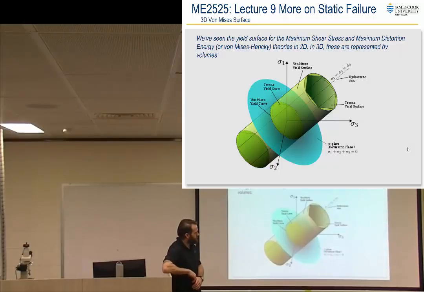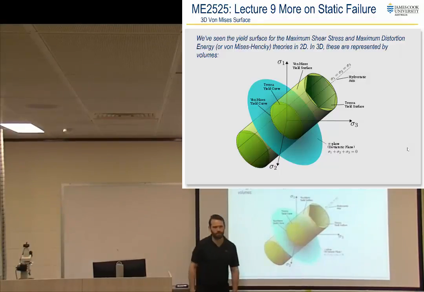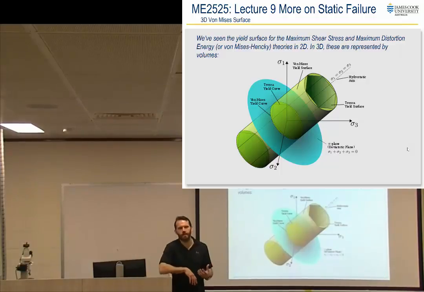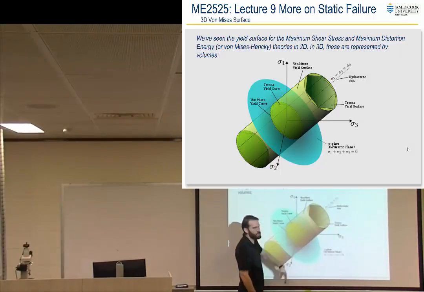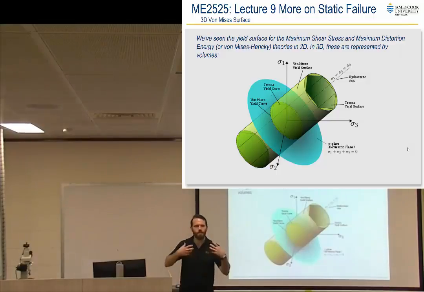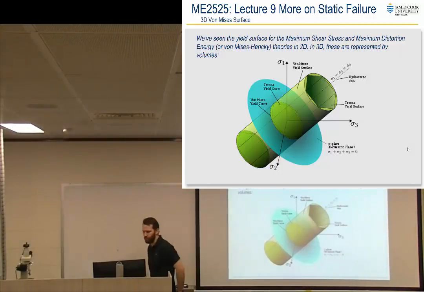The Tresca yield surface, so that's the maximum shear stress theory, is exactly the same, except it is a hexagon. Okay? And the reason that we have that 2D plane is because if you take a 2D section on any of those three planes that you could, it will become an ellipse for the maximum distortion energy, and it will become that kind of funny looking straight edge type thing for the maximum shear stress. So that's what it looks like when it's not drawn poorly on the board.